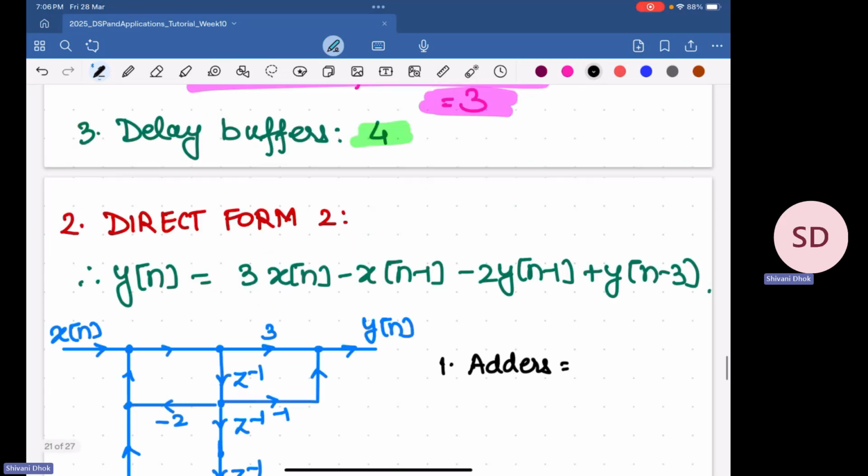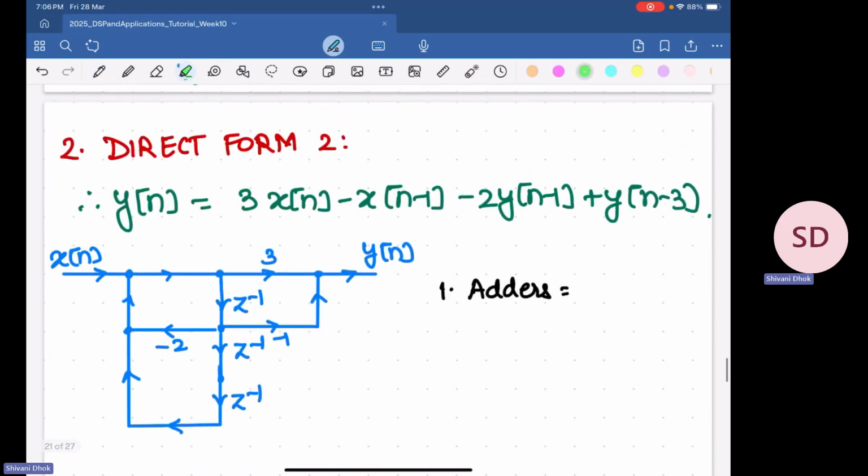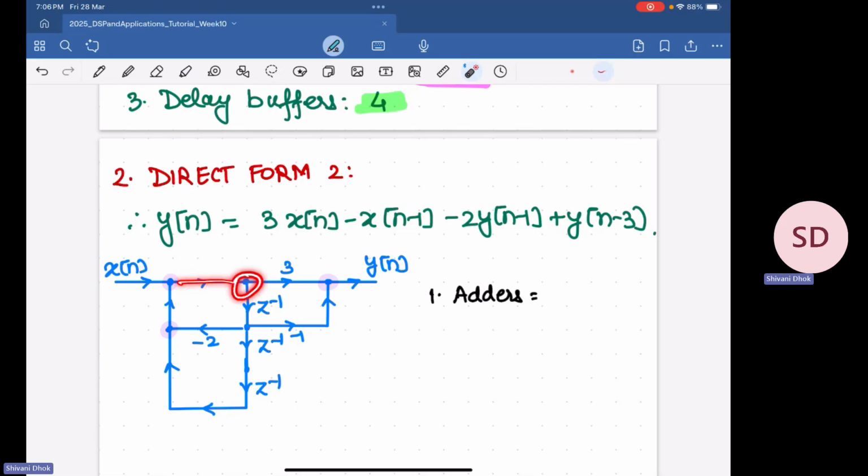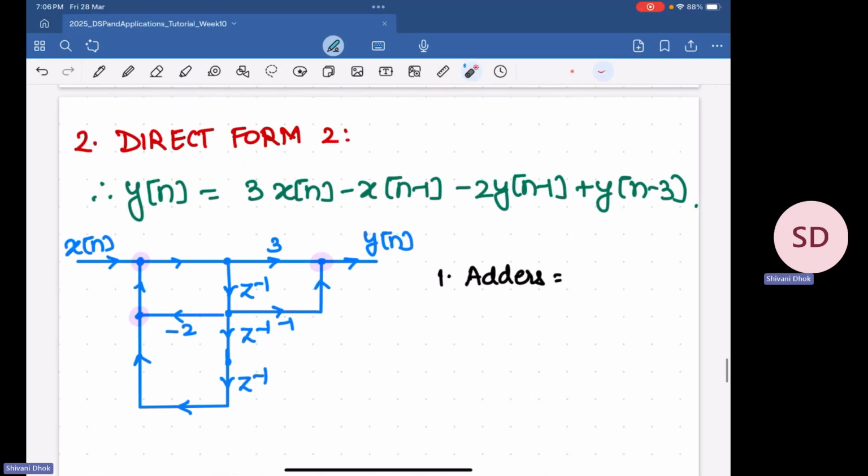How many adders do we have? Let's calculate. So we have one adder here, another adder here, then we have one adder here. This is simply branching out. There is no adding operation happening here. Here also, this is simply branching out. This one thing is coming inside and that gets branched out like this. So there are no other adders. So we have 3 adders.